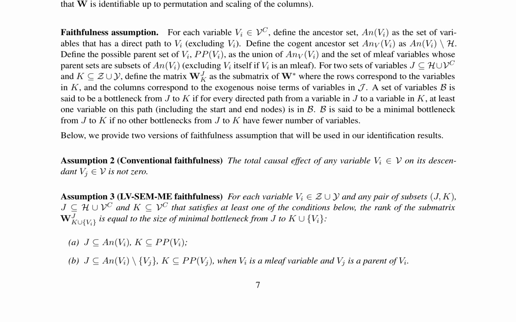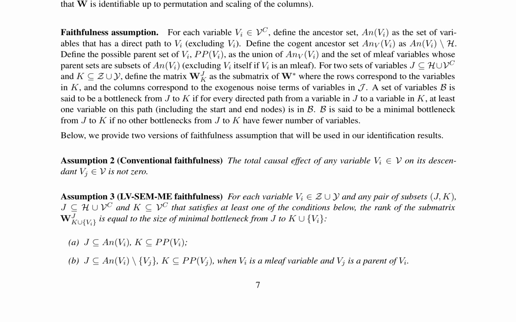The authors also introduce the faithfulness assumption, which comes in two versions: conventional faithfulness and LVSEMME faithfulness. Conventional faithfulness assumes that the total causal effect of any variable on its descendants is non-zero. LVSEMME faithfulness is a stronger assumption that requires the rank of a submatrix of the mixing matrix to be equal to the size of the minimal bottleneck from a set of variables J to a set of variables K.